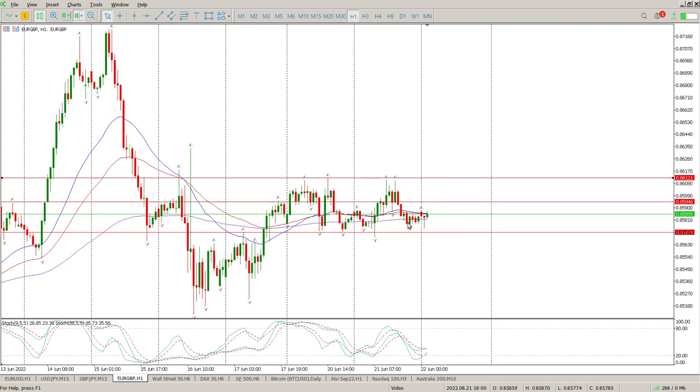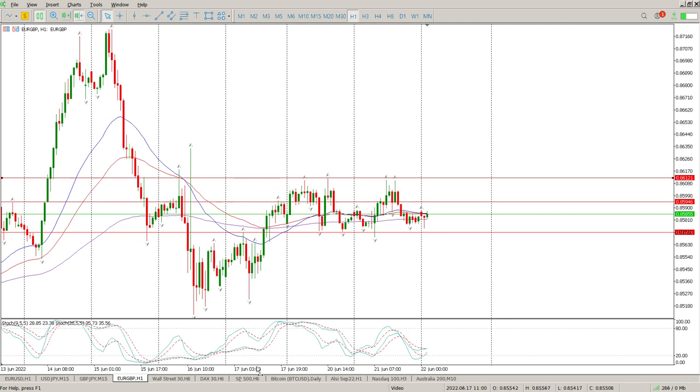So what we're looking for is a break of some form of structure, and that is the only two levels that I'm paying attention to right now. You can see we're buried in amongst the moving averages here as well. So that indicates range. It also indicates sit on your hands, look at something else.